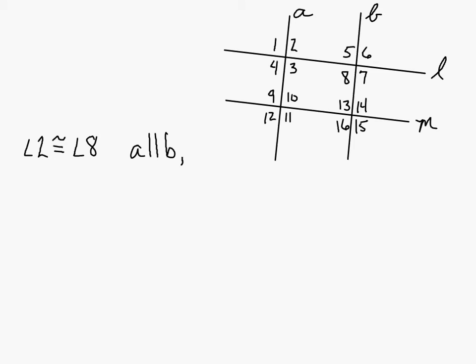Second part of the answer is state the postulate or theorem. Well, why is A parallel to B? Because aren't 2 and 8 alternate interior angles? If those are alternate interior angles and they're congruent, then these lines are parallel because of the alternate interior angles theorem. Okay? Those are the lines that are parallel.